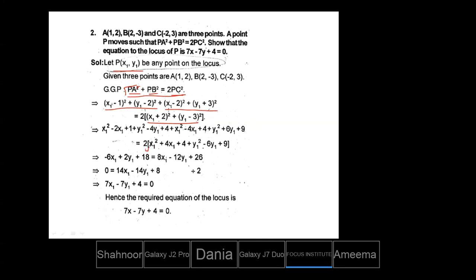Then open the bracket by multiplying each term inside, and you will get this one. Simplify this, then divide the whole equation by 2. Then finally you will get 7x1 minus 7y1 plus 4 is equal to 0. Clear? If you are having any doubt, just let me know, okay?